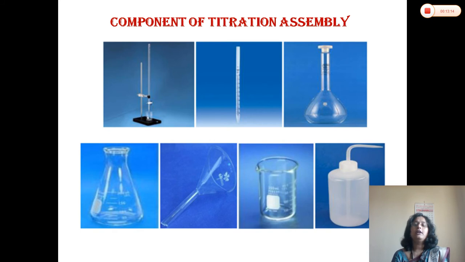Now what are the components of the titration assembly? Up till now we discussed the definition of titration, the components of titration, and the different types of titration. Now, when you are performing a titration in a laboratory, we require some glassware. That glassware forms the titration assembly, and the components include the burette, pipette, volumetric flask, conical flask, funnel, beaker, and polythene bottle.